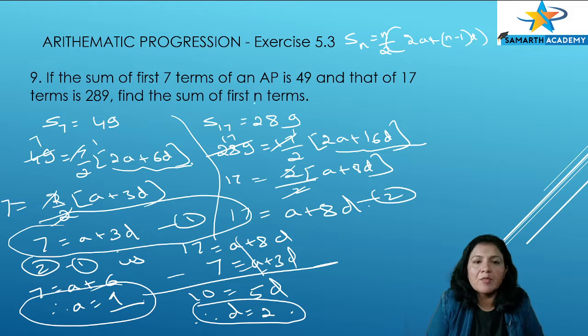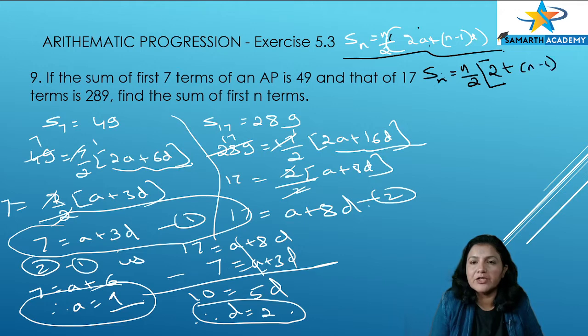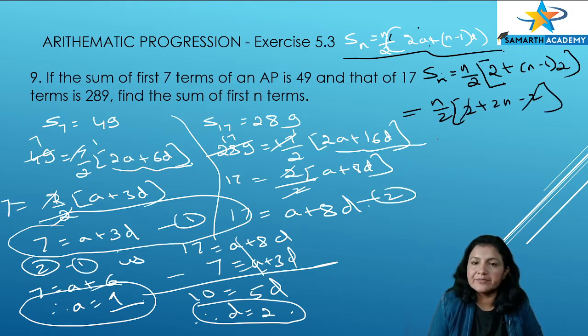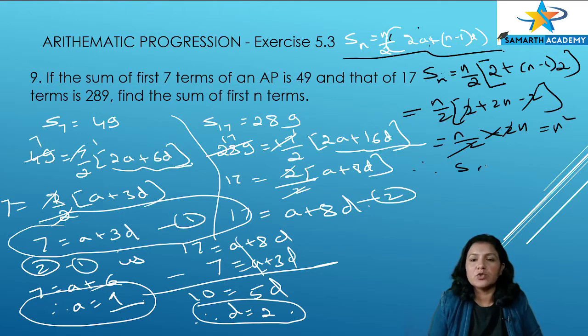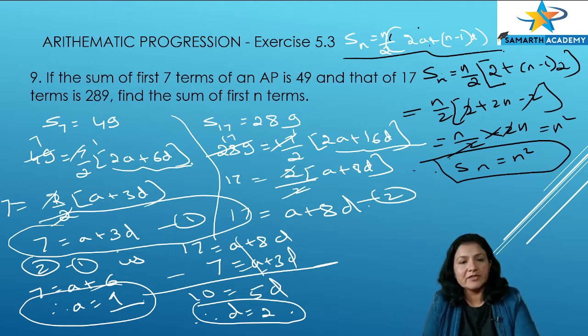Now, he is asking the sum of first n terms. So, use this formula Sn. Sn is equal to n by 2. We will be putting the value of a and d. So, a is 1. So, 2 into 1 plus n minus 1 into d. Open the bracket. This is n by 2 into 2 plus 2n minus 2. Plus 2 minus 2 get cancelled. This is equal to n by 2 into 2n. Again 2 and 2 get cancelled. This is equal to n square. Therefore, Sn is equal to n square, the sum of first n terms.